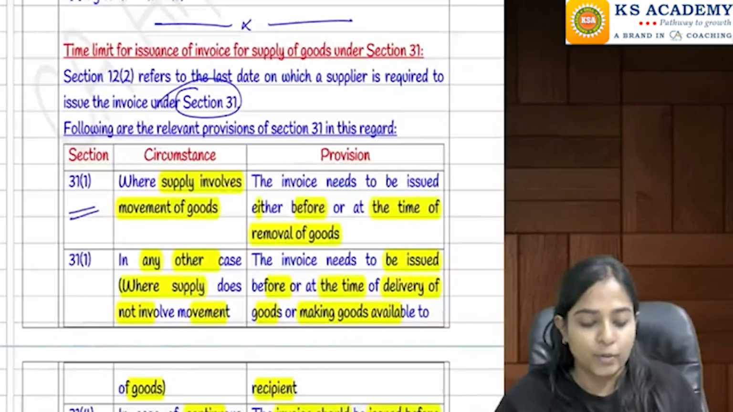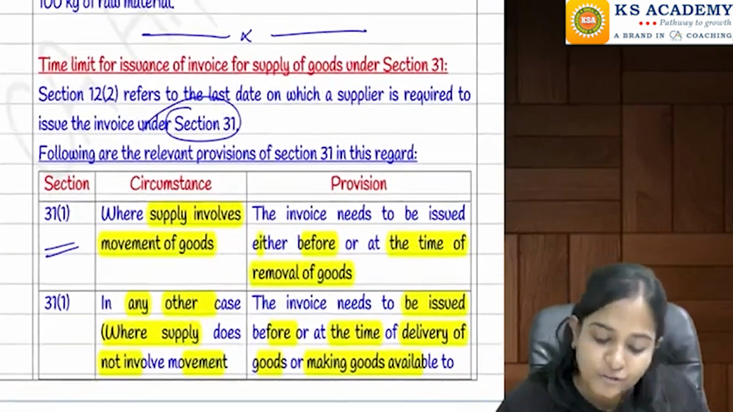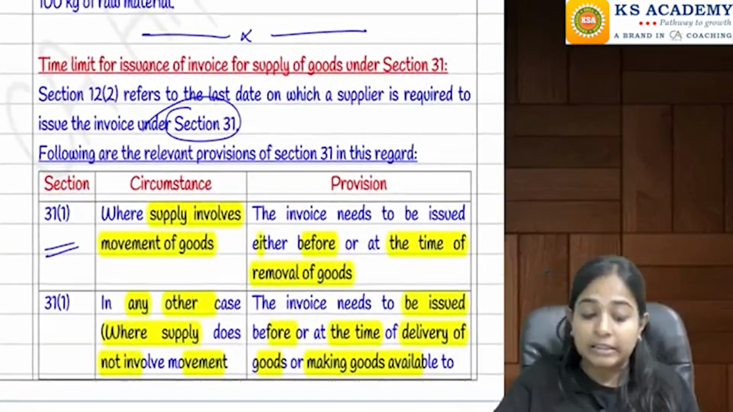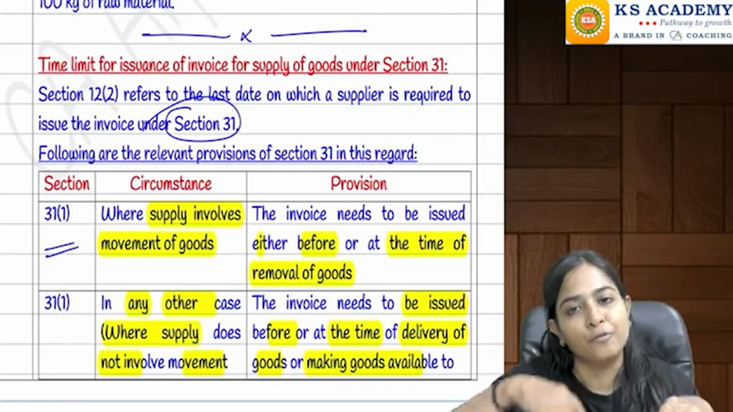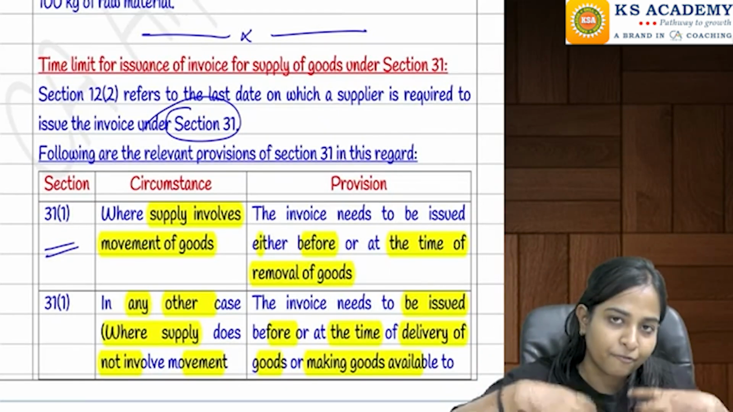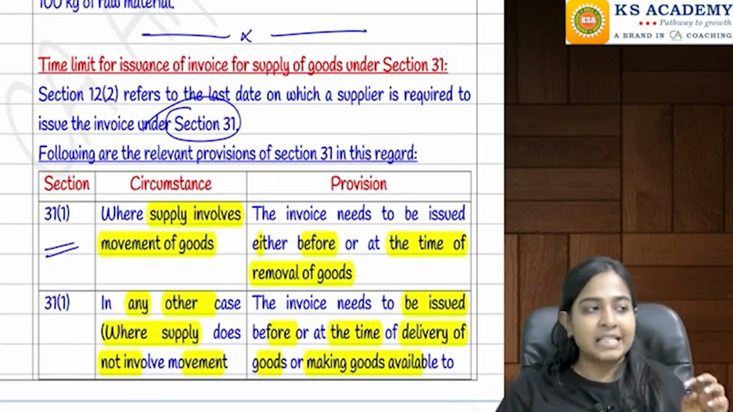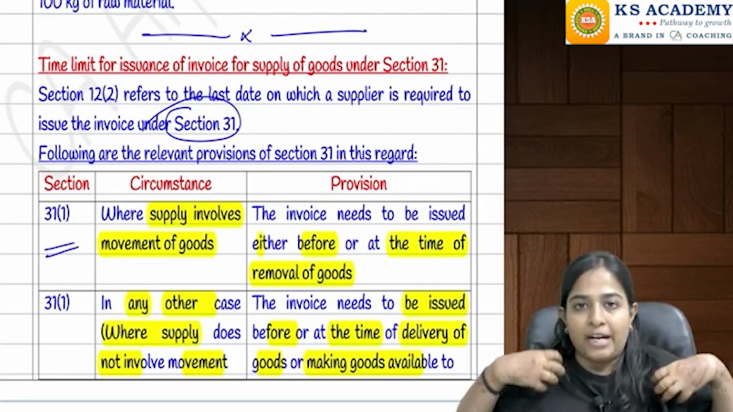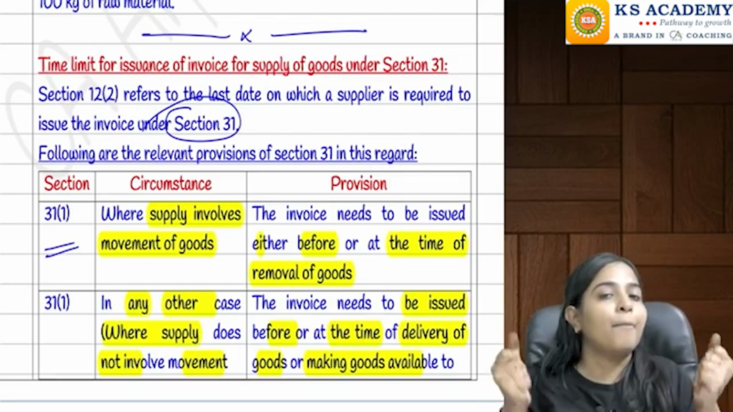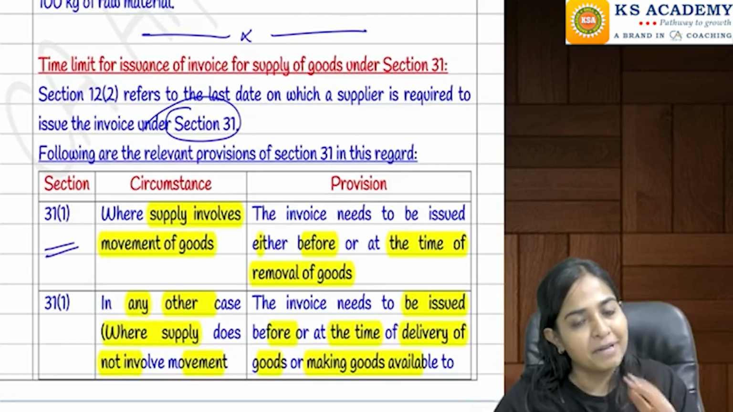Can you see this? Time limit for issuance of invoice for supply of goods under section number 31. What is given here? Normally, when the supply involves movement of goods, means the goods are going to come from me to you, then in that case, on or before the removal of goods from my end, the invoice should have been issued.